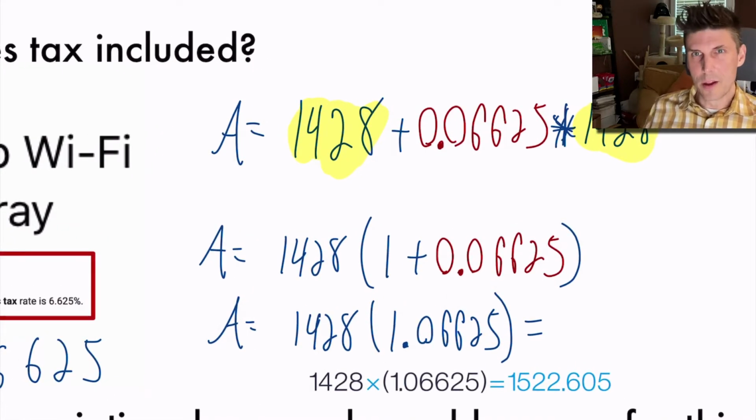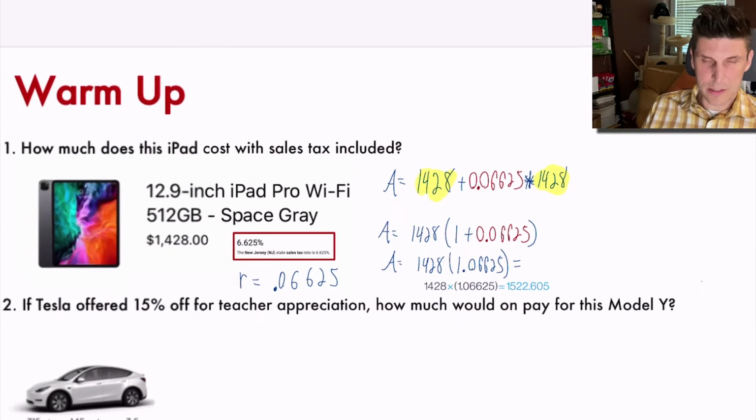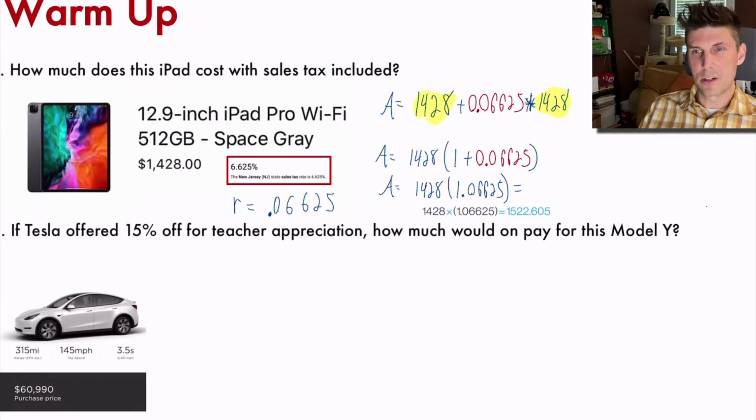So again, the moral of the story is 1 plus your rate of change, or your rate, can help you shorten your work when you're trying to actually figure out a total, by taking out that extra step of adding the tax or whatever. So that's for a growth, right? You're actually going to be paying more than the advertised sticker price.